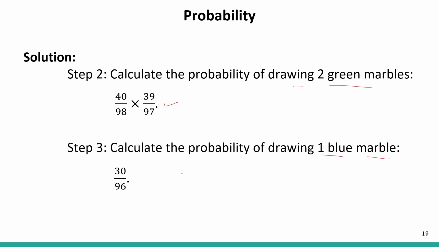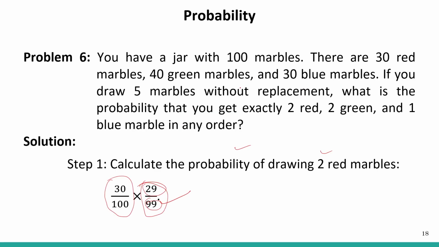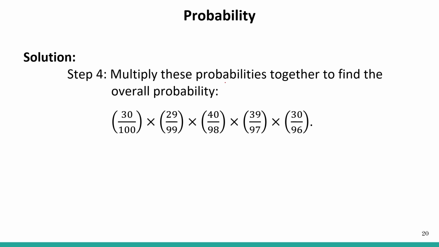It will be 30 by 96, because after this, the number of blue marbles remaining is 30, but the total number of marbles remaining is what? 96, because 4 marbles are already drawn, that is 2 green and 2 red. So multiplying this probability together to find the overall probability. Okay, so it will be 30 by 100 into 29 by 99 into 40 by 98 into 39 by 97 into 30 by 96. So this will be the correct answer.